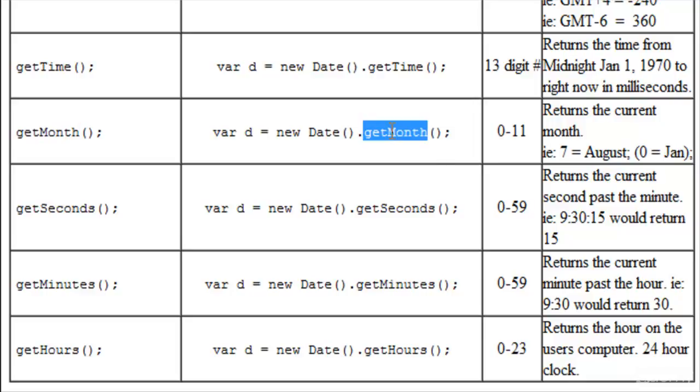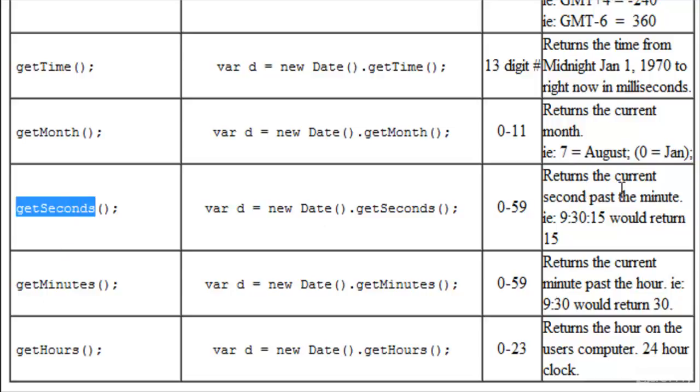Then we have getMonth, and we just throw the getMonth method behind the new Date object, and this will return 0 to 11. For example, 7 is August, and 0 would be January. So obviously, 11 would be December.